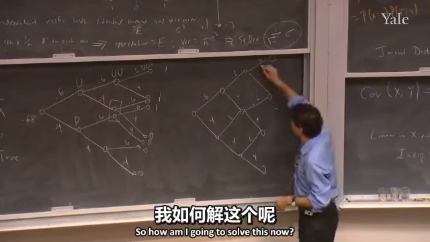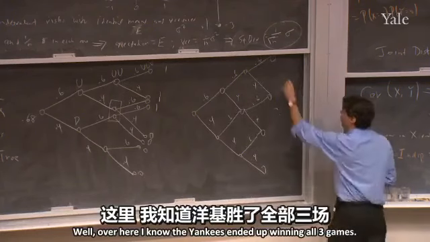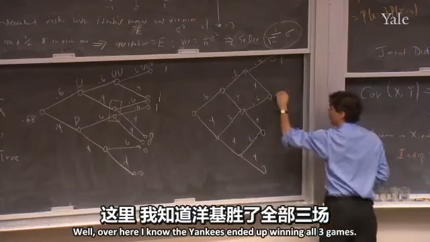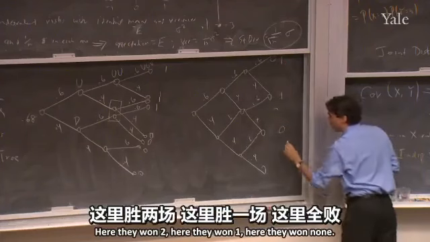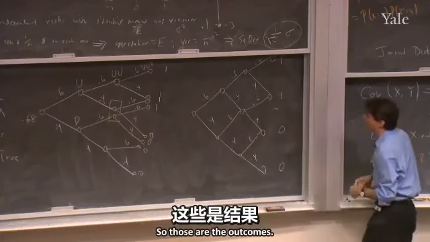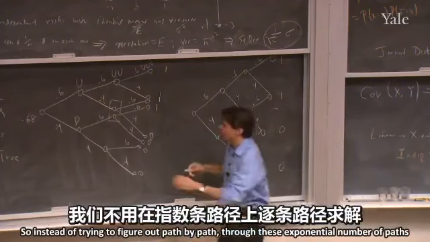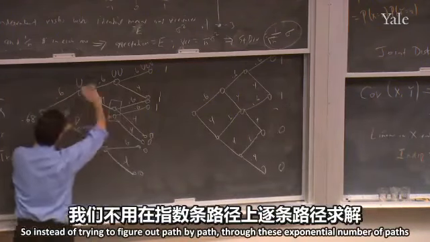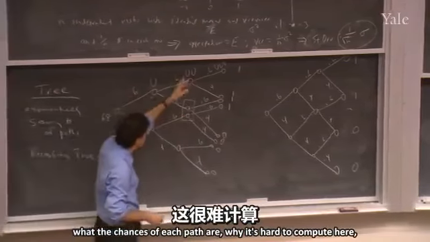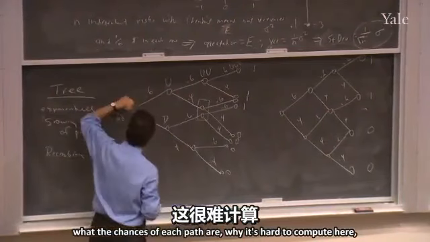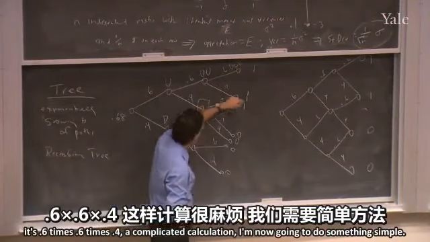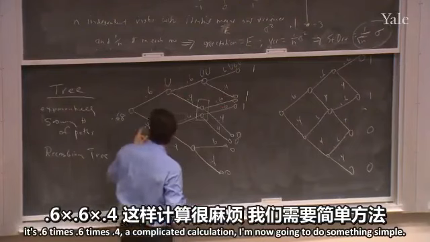Okay, so how am I going to solve this now? Well, over here, I know the Yankees ended up winning all 3 games. Here they won 2. Here they won 1. Here they won none. So those are the outcomes. So instead of trying to figure out path by path of these exponential number of paths what the chances of each path are, well, it's hard to compute. Here it's 0.6 times 0.6 times 0.4, complicated calculation.